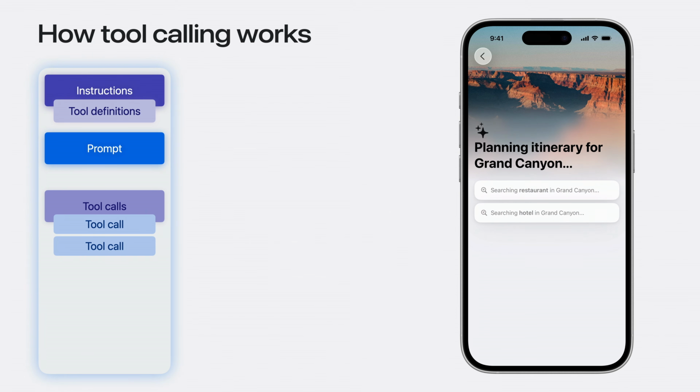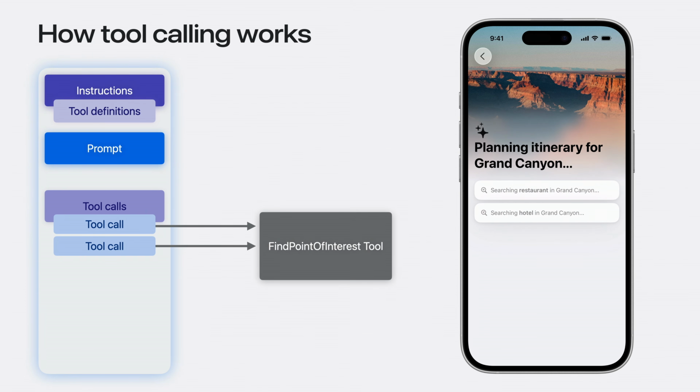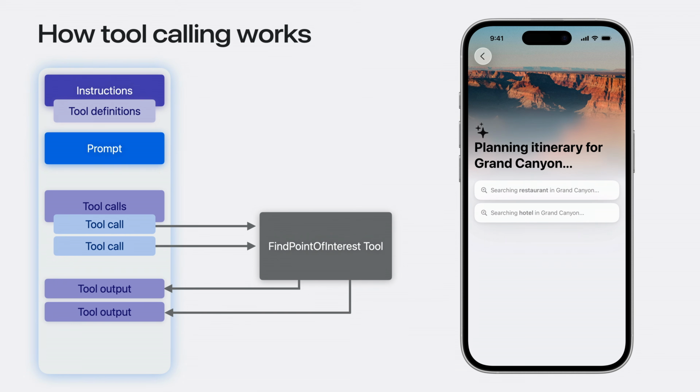At this phase, the Foundation Models framework will automatically call the code you wrote for these tools. The framework then automatically inserts the tool outputs back into the transcript. Finally, the model will incorporate the tool output along with everything else in the transcript to furnish the final response.